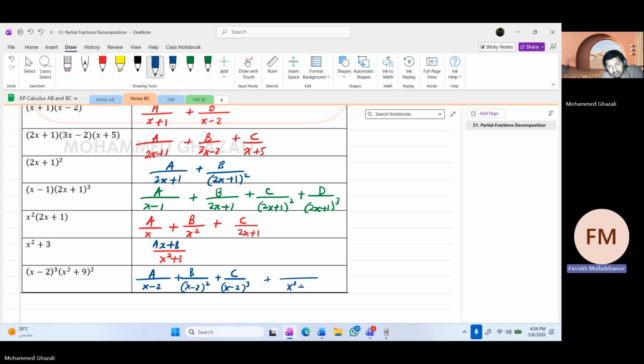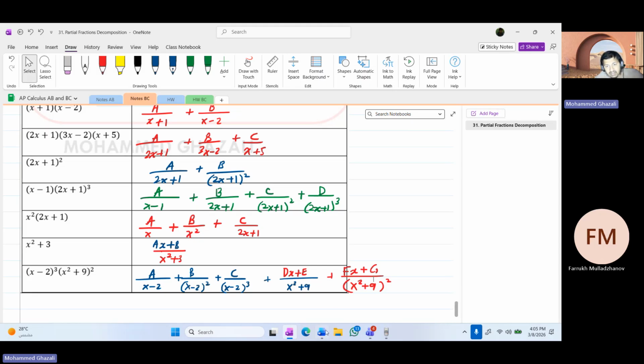Sorry, not d, it will be dx plus e. Yes, excellent. You can't use those letters because you've already used them. But now this is also repeated. So plus x squared plus 9 squared. And what's going to go on top? The linear, so fx plus g. Yeah. That's your answer. Decomposition rules.